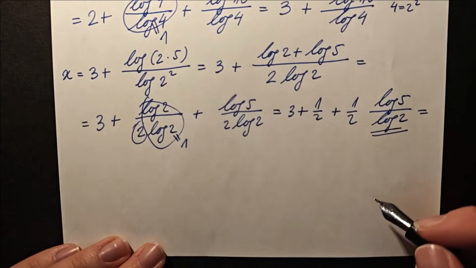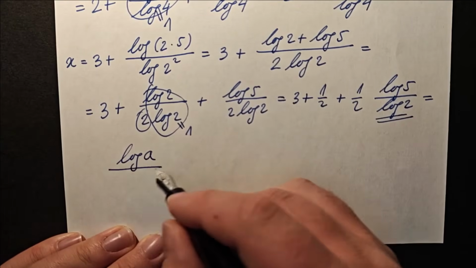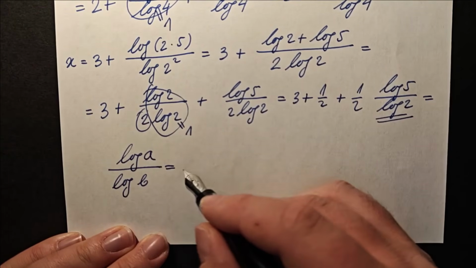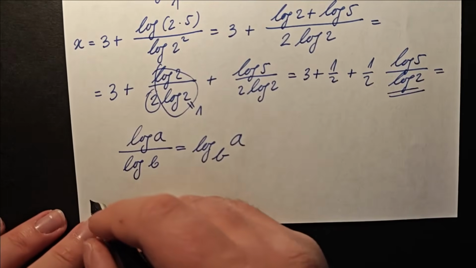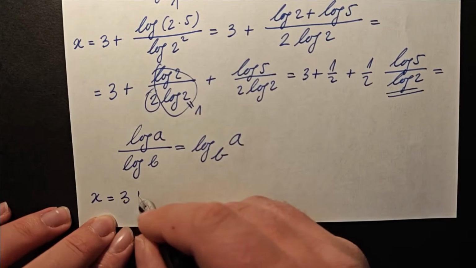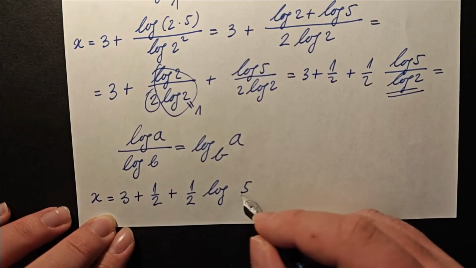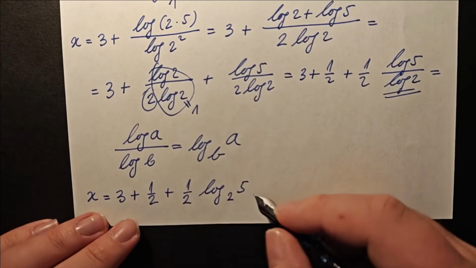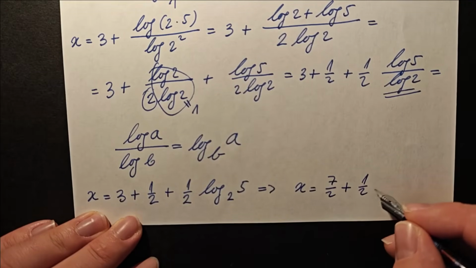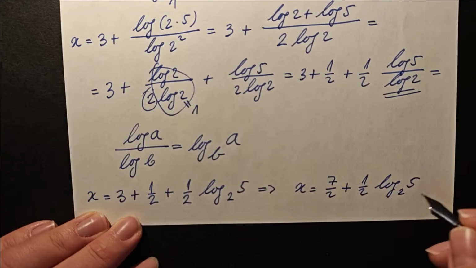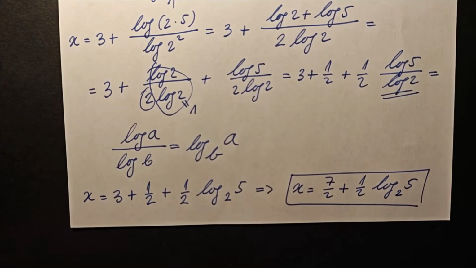So we are just going to use another property of a logarithm, which states that logarithm of a divided by logarithm of b is equal to logarithm of a for the base b. Then x, by using this, becomes 3 plus 1/2 plus 1/2 logarithm of 5 for the base of 2. So this is then going to give us that x is equal to 7/2 plus 1/2 log of 5 for the base of 2. And this is going to be the final solution in this case.